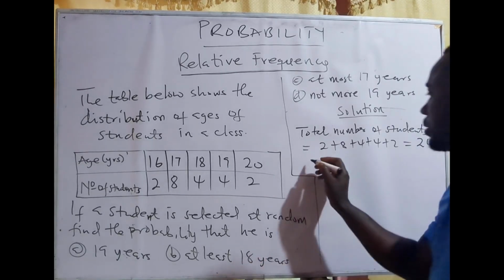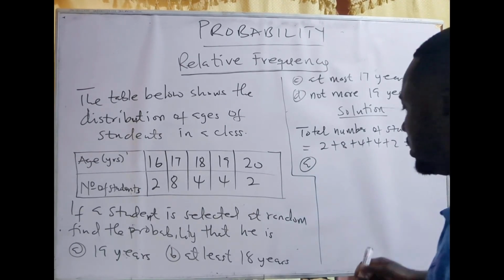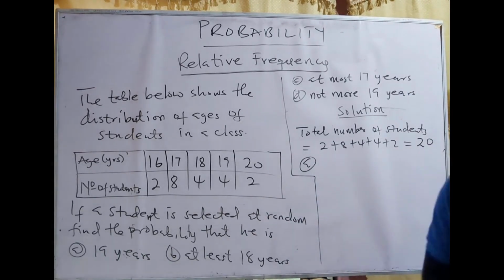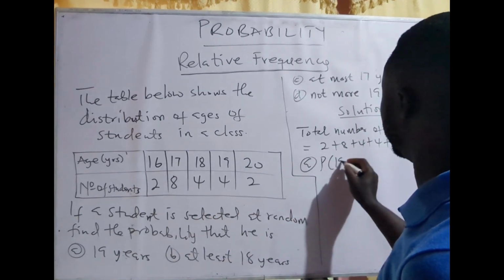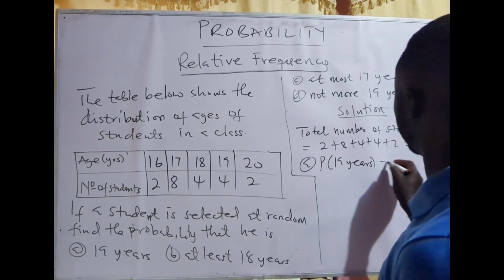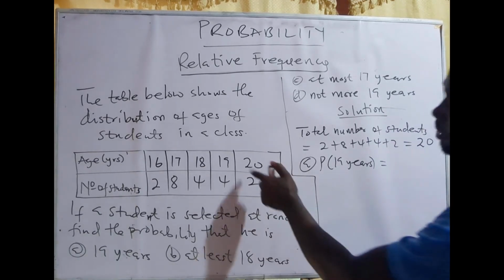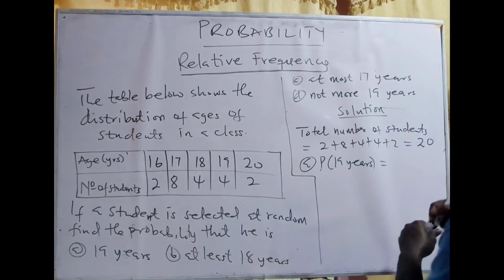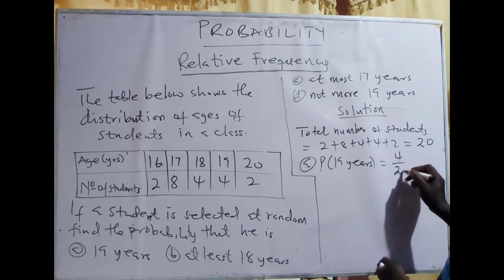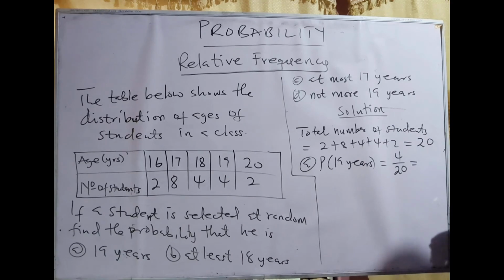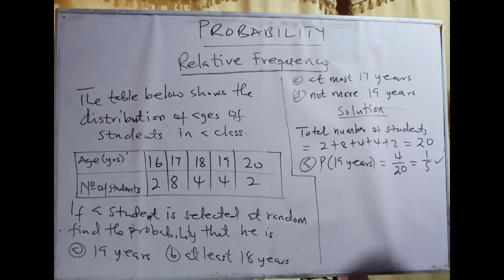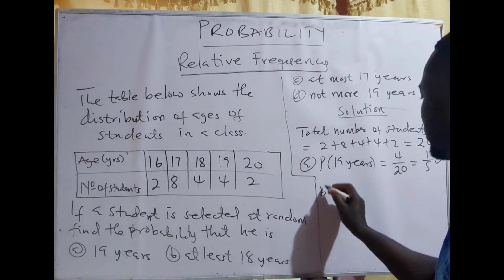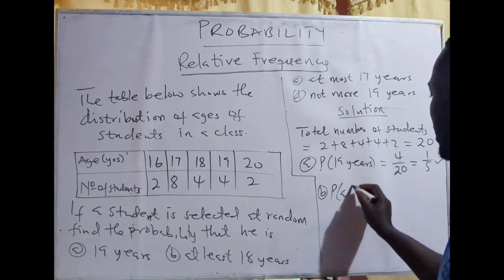Then you will find the probability that the student selected is 19 years. So you look at 19 years. How many students are 19 years? 4 students. So 4 divided by the total number of students, 20. And what is 4 over 20? 4 goes into itself 1, 4 goes into 20 five times. So the probability will be 1 over 5.